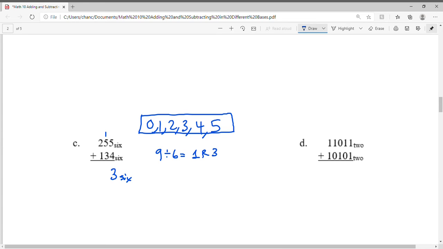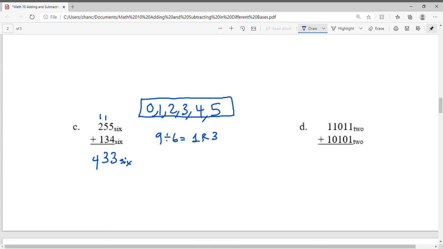1 plus 5 plus 3 is 9 again, so we'll have a remainder of 3, carry that 1 over. 1 plus 2 plus 1 gives me 4. So 255 base 6 plus 134 base 6 is 433 base 6.